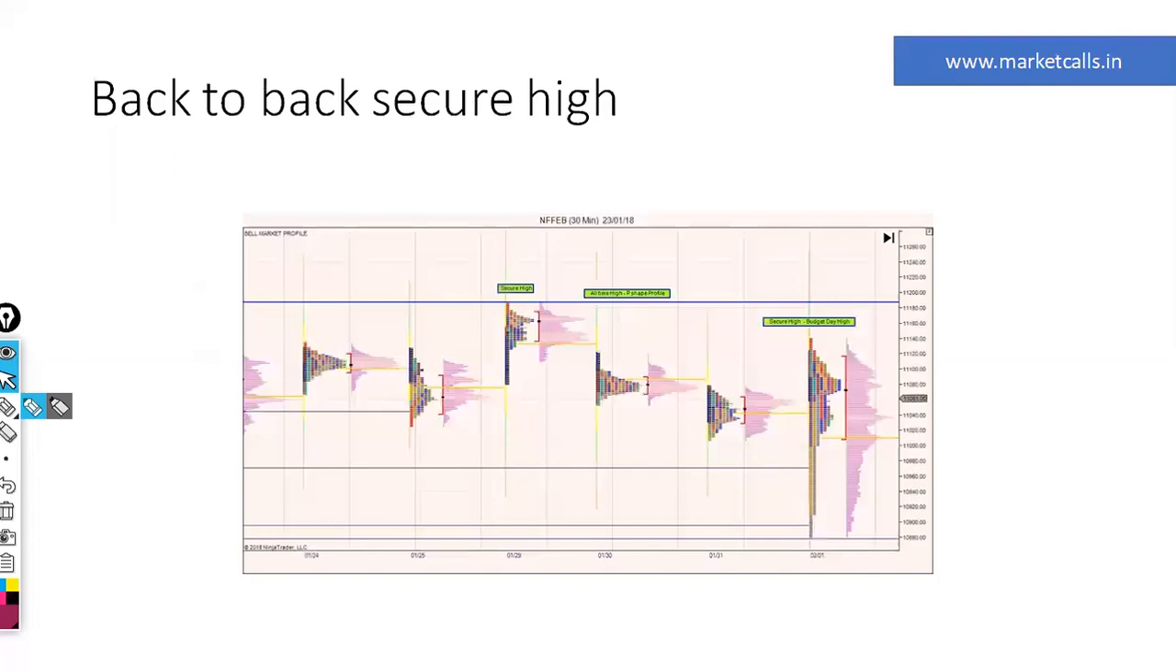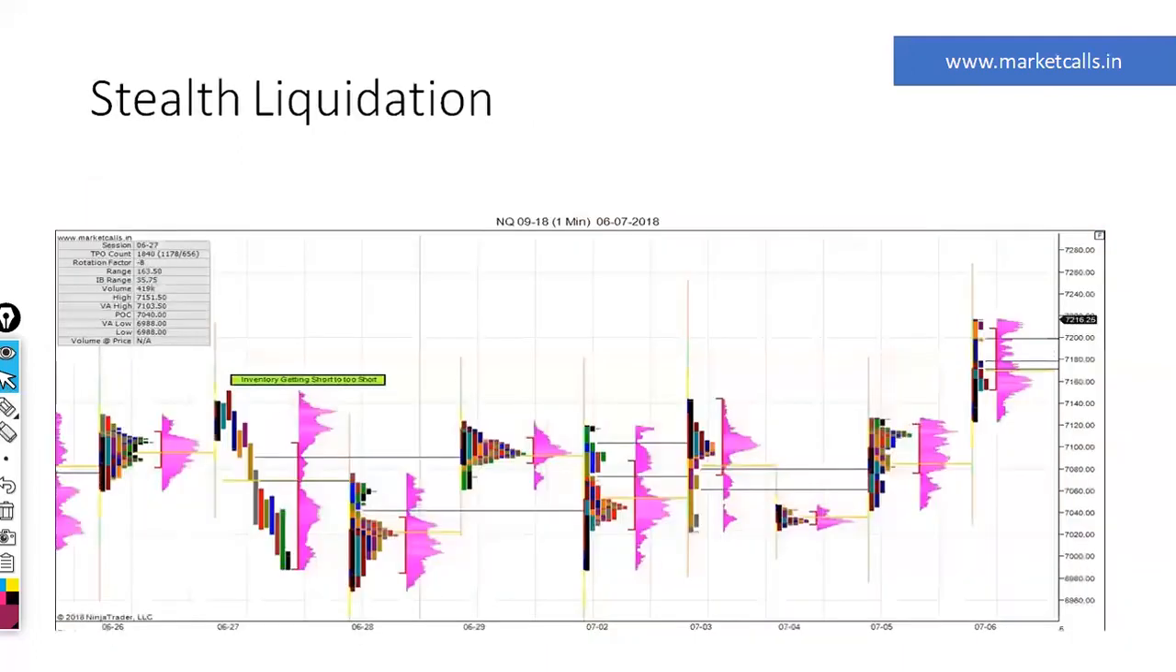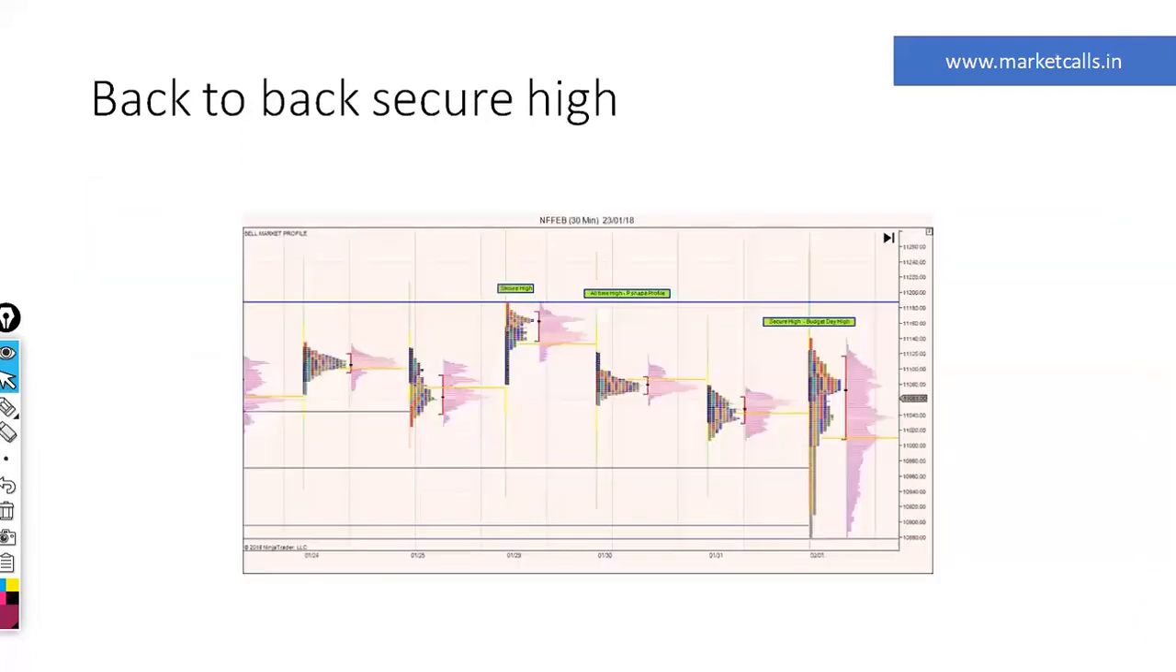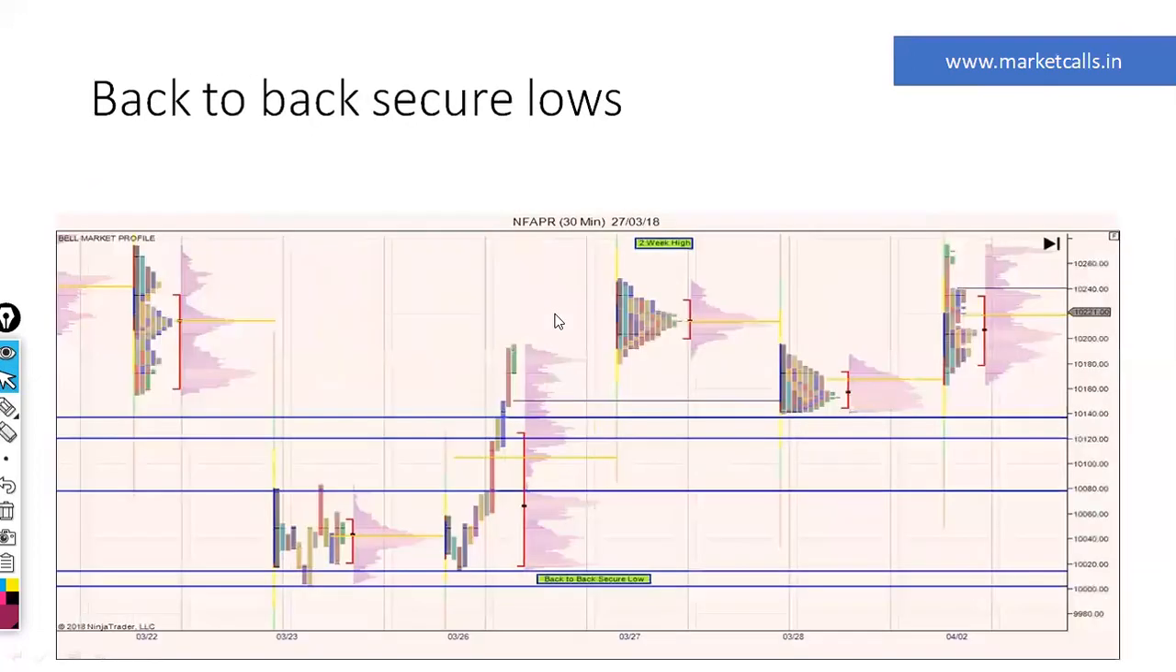Again, this is one of the classical examples of a back-to-back secure high. This is also one form of a major market top. On this day, the long-term capital gains announcement came on budget day. So a back-to-back secure high is something like this. It forms. So we are talking about a back-to-back secure high, right? These two, look into these two highs. Okay, it's running really fast.